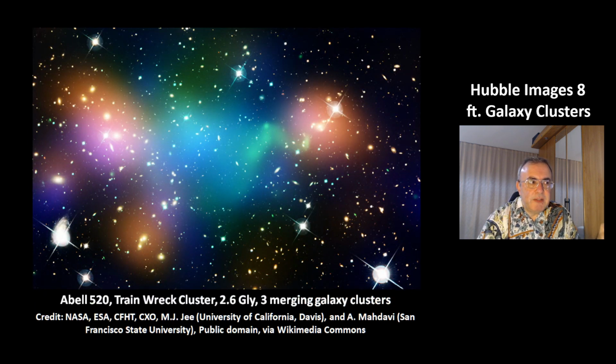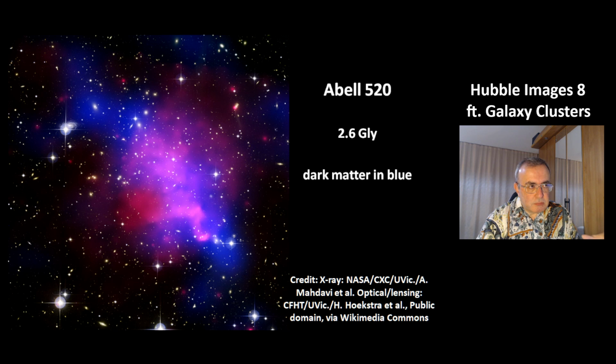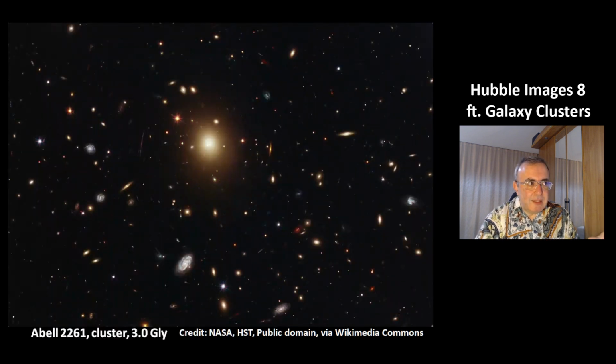This is Abell 520. It's called a train wreck cluster. It is at a distance of 2.6 billion light years. It contains three merging galaxy clusters. In this picture, you can see in blue dark matter. This is Abell 2261. It's another cluster at 3 billion light years distance.